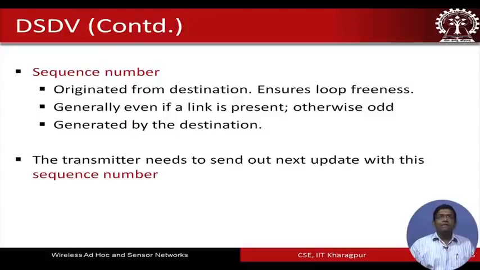Sequence number, I have already told you a couple of times, is originated from the destination for ensuring loop freeness, and this number is generally even if a link is present, otherwise it is odd. The transmitter needs to send out the next update with this sequence number. So, the sequence number is basically sent along with the update.